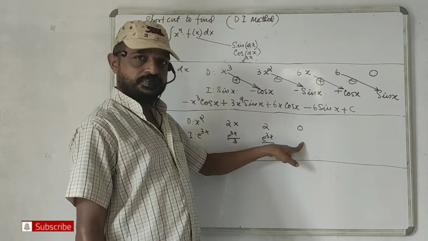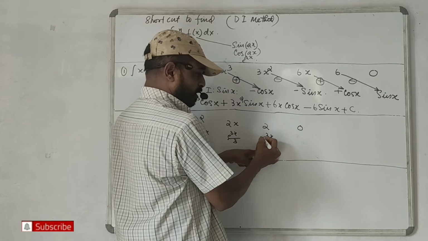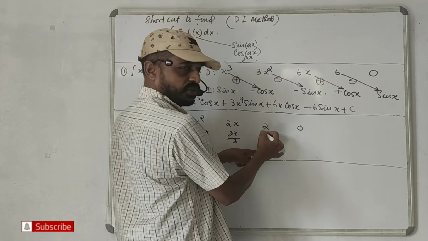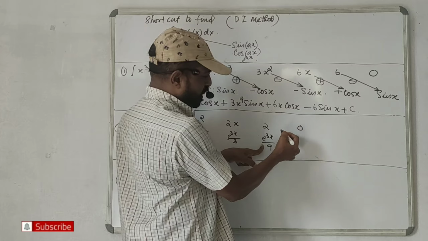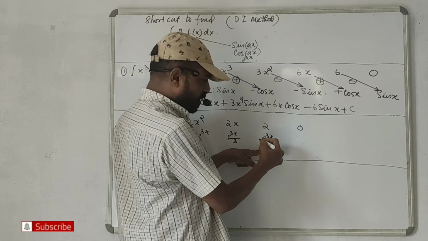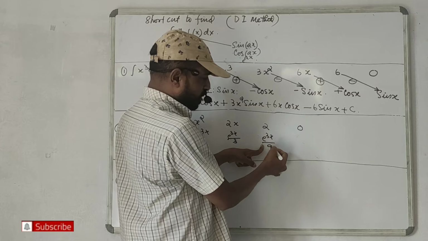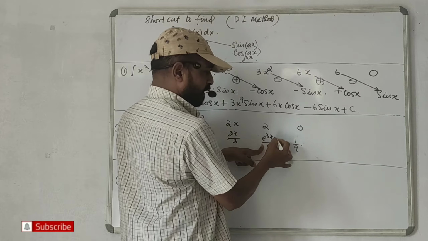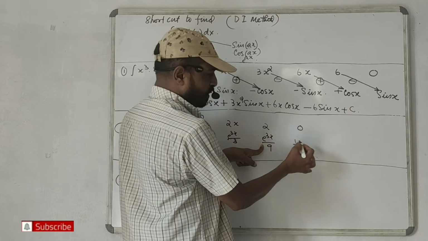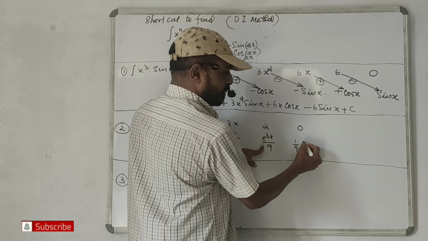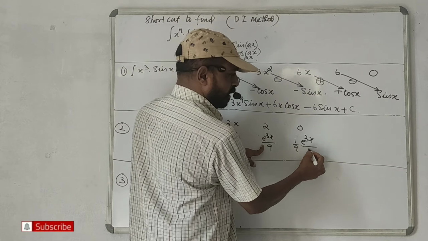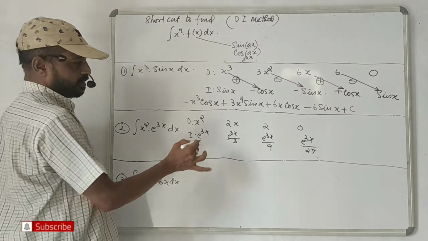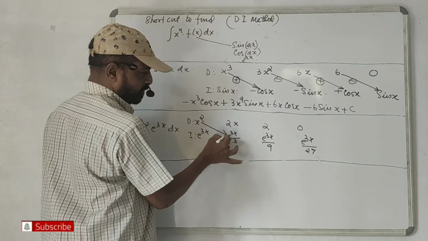Again integrate once more. Here the constant is 1 by 9. So 1 by 9 into integral of e raised to 3x. What is integral of e raised to 3x? It is e raised to 3x by 3. That is e raised to 3x by 9 into 3, that is 27. Now you will have to put arrows like this, x square and e raised to 3x by 3.